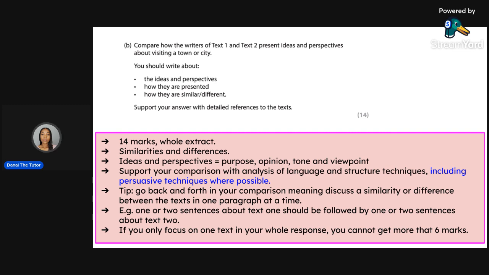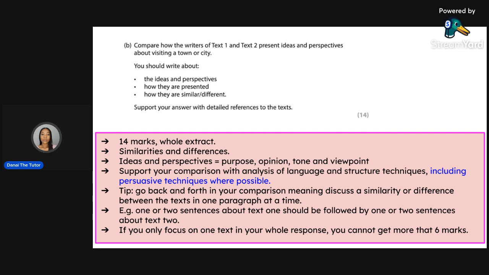So those are the things that you can consider in order to make sure that you are hitting that question and you are answering that question directly. You support your comparisons with analysis of language and structure techniques, including persuasive techniques. So you compare, again, how the writers use these to put across their ideas and perspectives.